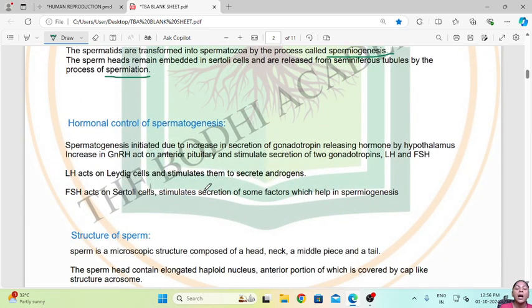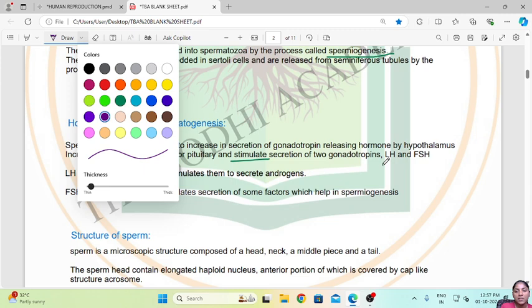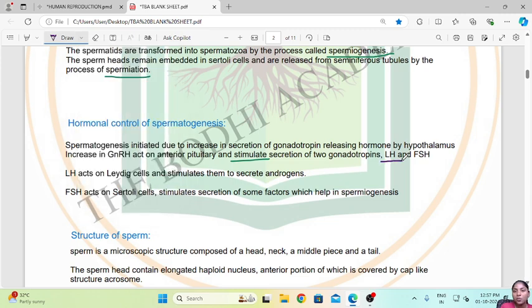Now let us see how the hormones play a role in the spermatogenesis. Now spermatogenesis is initiated due to the increase in secretion of a gonadotrophin releasing hormone by the hypothalamus, and the increase in this hormone, it acts on the anterior pituitary and it will stimulate the secretion of two gonadotrophins, that is the LH and FSH, that is luteinizing hormone and the follicle stimulating hormone.